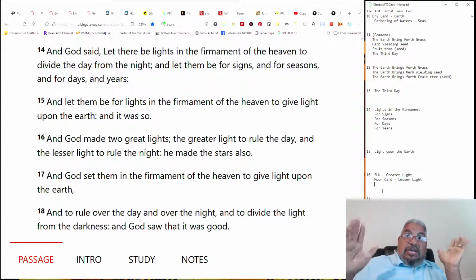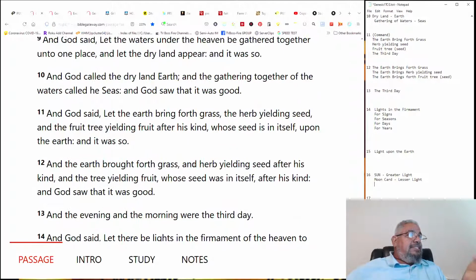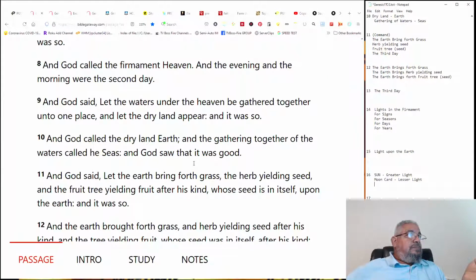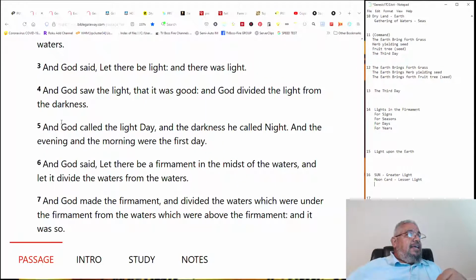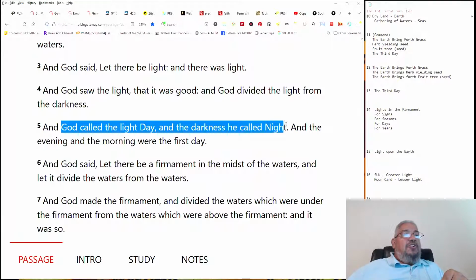El hebreo sabe, y también ustedes saben. What's the first part of the day? It says so here. The first part of the day is here. It says, and God called the light day, right? And the darkness he called night. But you're thinking that the daytime is first, right? And then nighttime. That's the way we think here in the West.